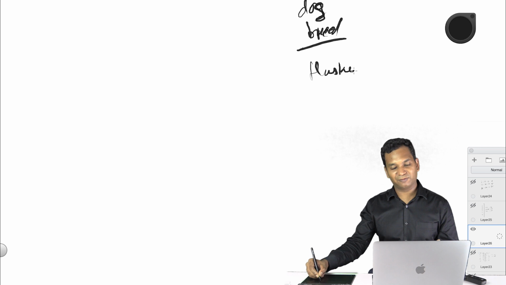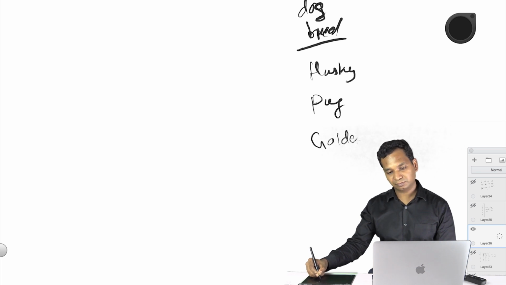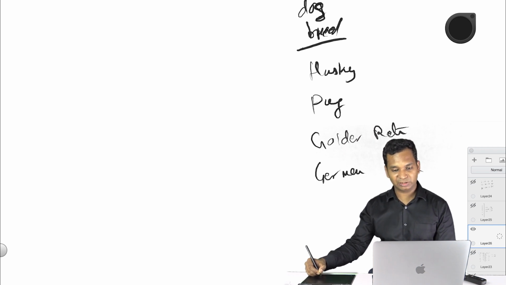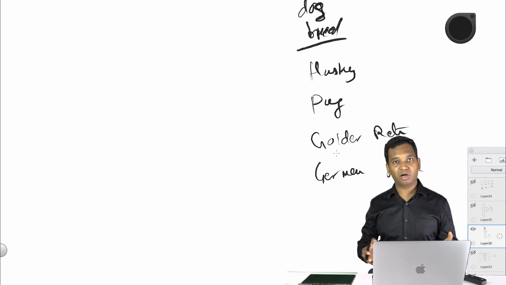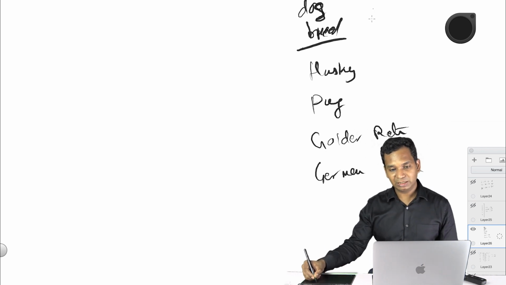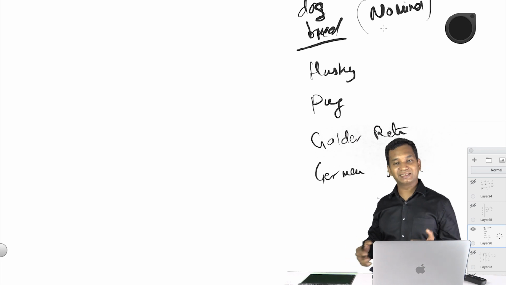Husky, which looks like a fox kind. You have pug, golden retriever, German shepherd, etc. Okay, and what kind of data is this? Different breeds of dog. It's nominal data. It doesn't have any order, and it is categorical.